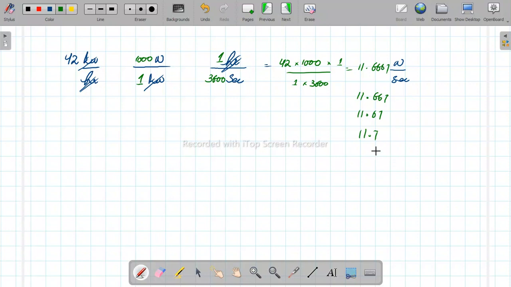और अगर two significant figures में लिखना होता तो क्या करते? The 7 being greater than 5 will vanish and it becomes 12. This is our final answer. We say 42 kilowatt per hour is equals to 11.6667 watt per second. I hope this makes sense. This is very important concept and I hope you've learned it.